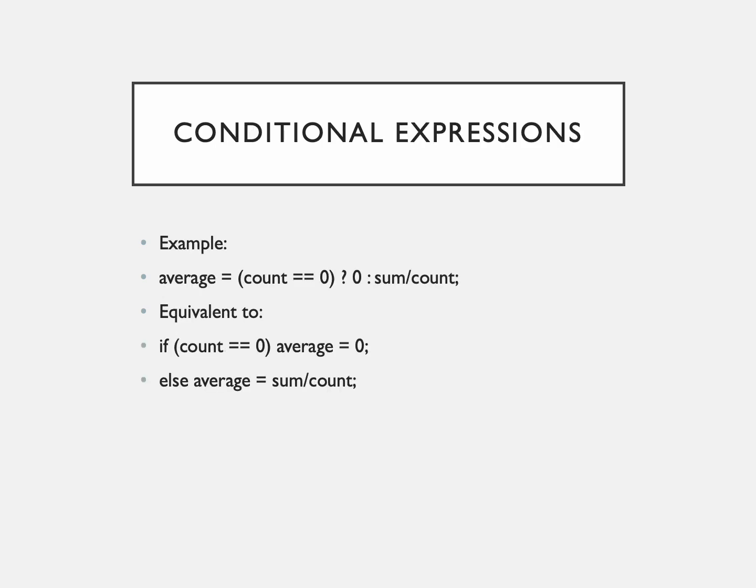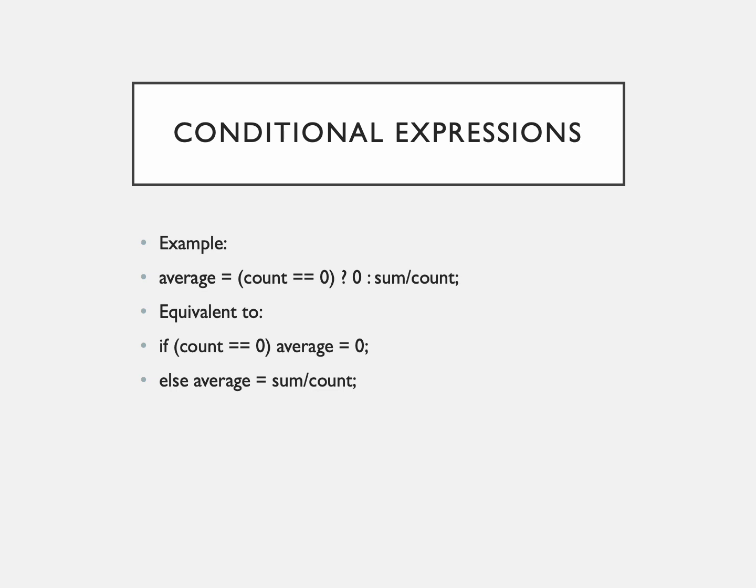Okay, now let's turn our focus to conditional expressions, which allow us to make decisions within a single line of code. This is especially useful for writing concise, readable logic without using a full if-else block. So for example, if I write average equal to count equal to 0, question mark 0, colon, sum by count. This expression uses the ternary operator, which evaluates a condition and returns one of two values.